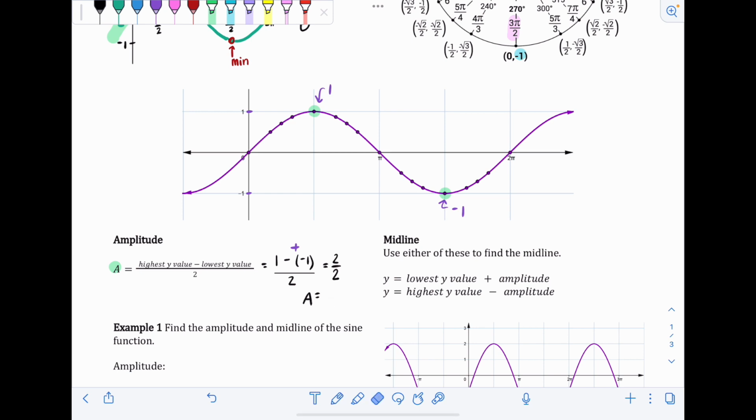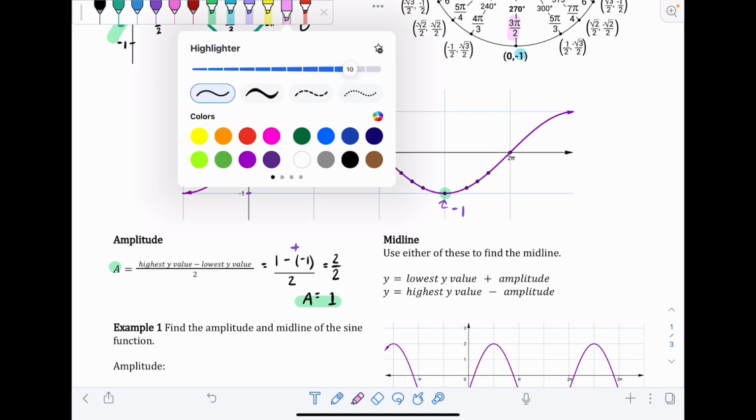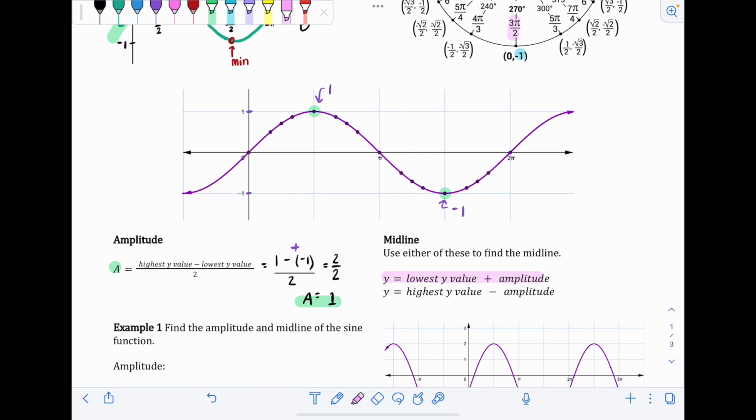And then the midline can be found a couple different ways. One of them is by taking the lowest y value and adding the amplitude. So that's this one right here. The other one is by taking the highest y value and subtracting the amplitude. It makes no difference. Just pick whichever one you want to use. So let's say I use this one right here.